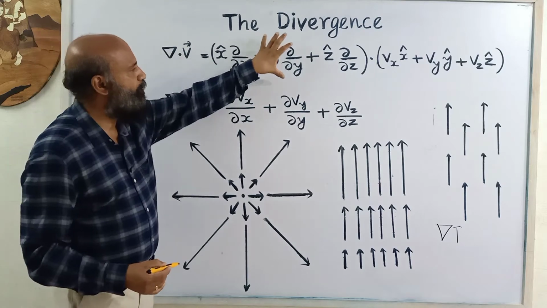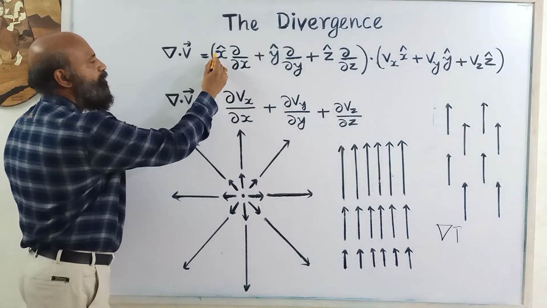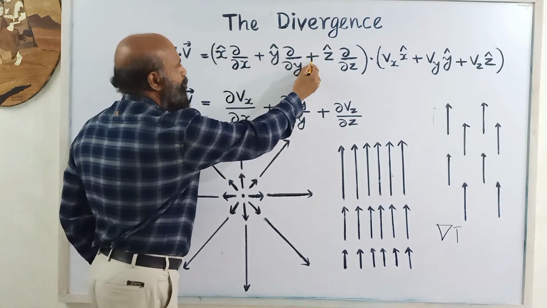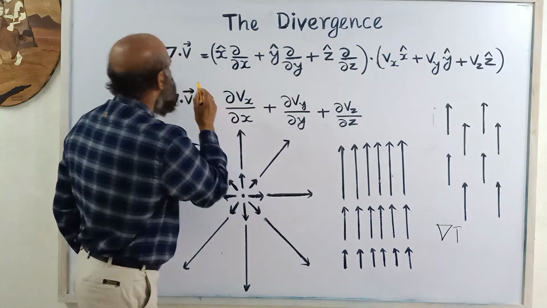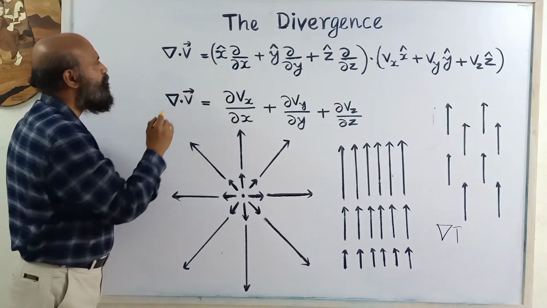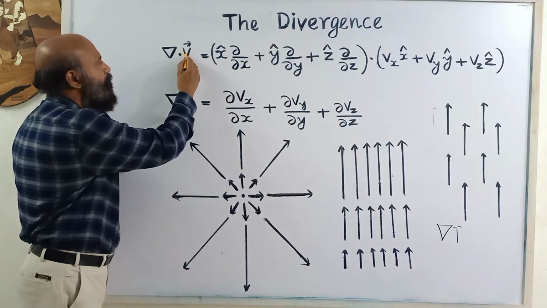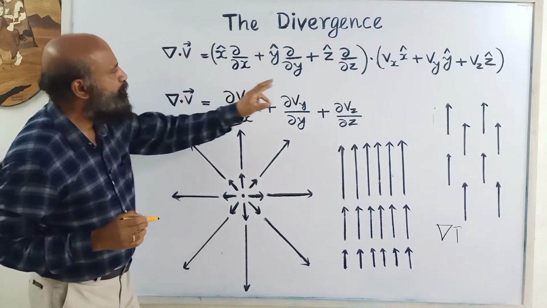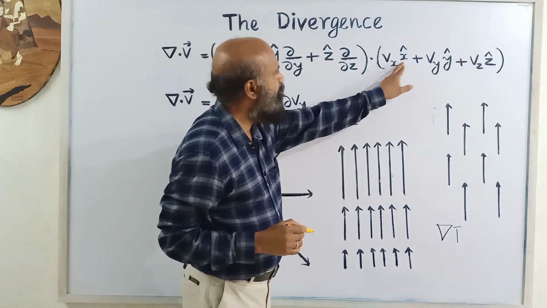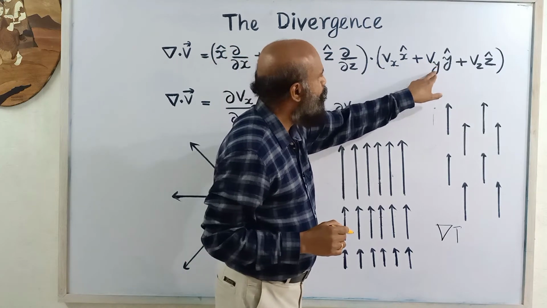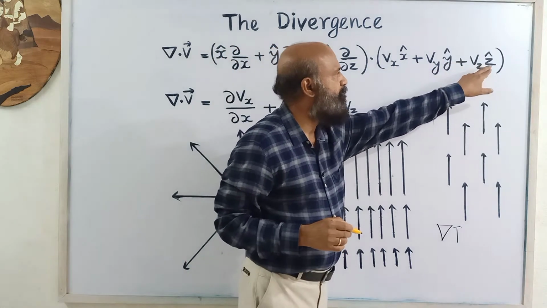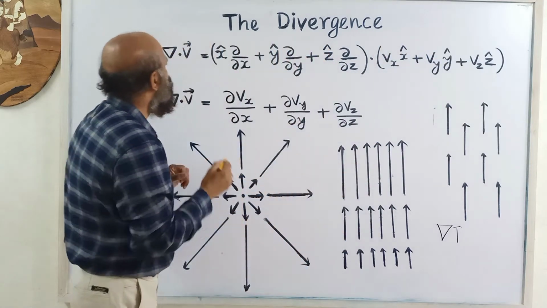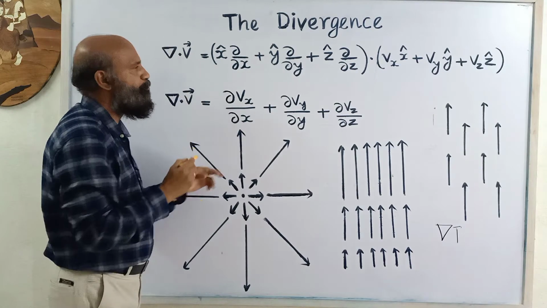This operator is a vector. Del is x cap dou by dou x plus y cap dou by dou y plus z cap dou by dou z. Then this v is a vector function, it can be velocity v vector. So it is three-dimensional: Vx x cap plus Vy y cap plus Vz z cap. So this is a vector. You have to take the dot product.